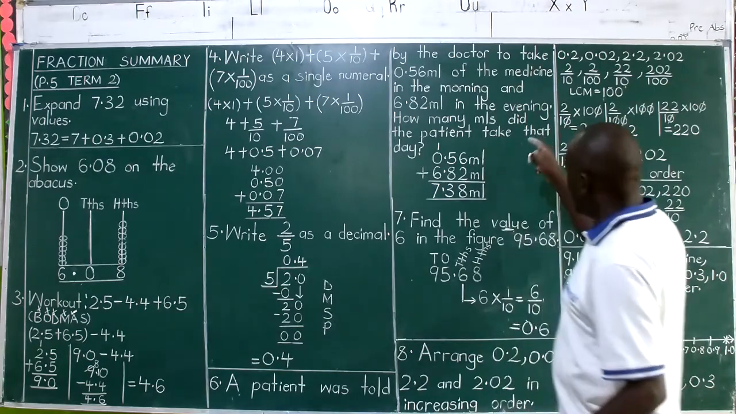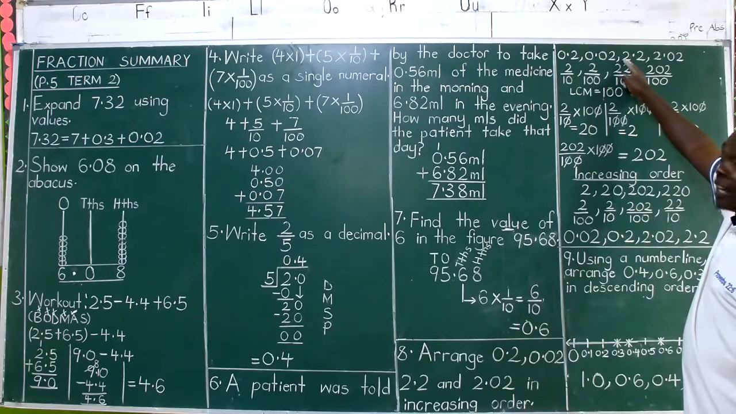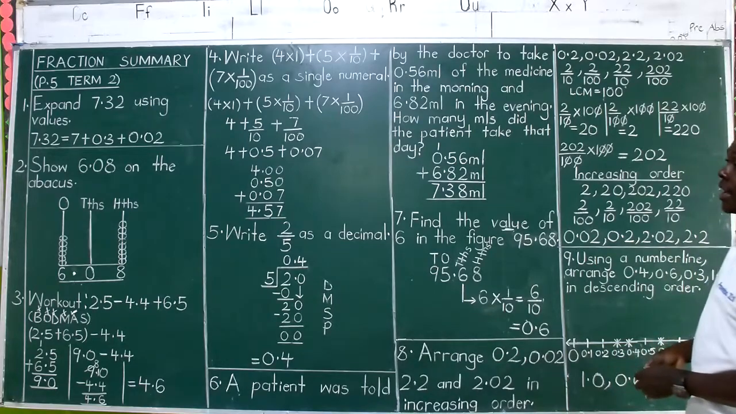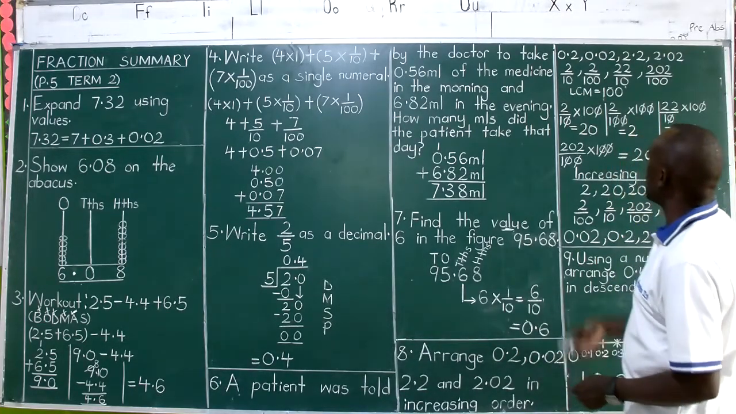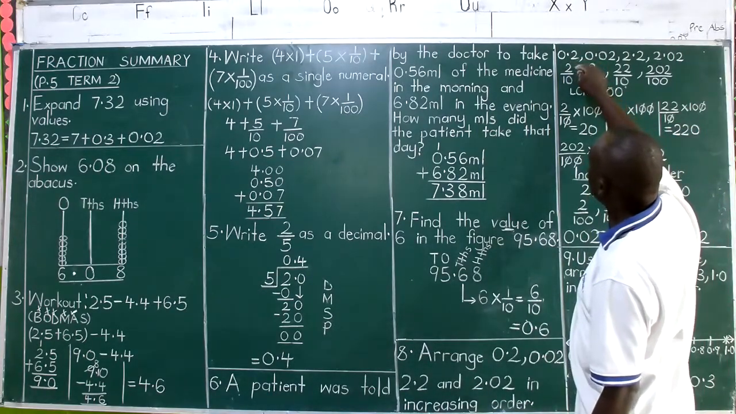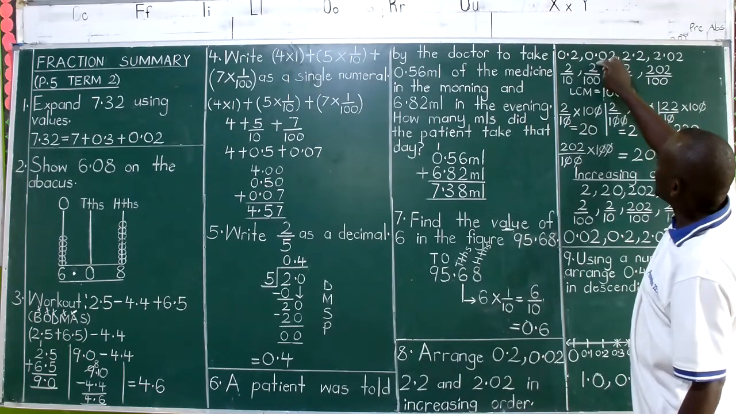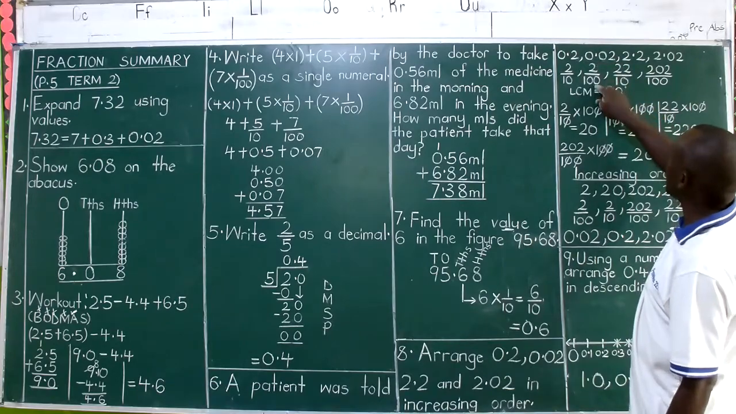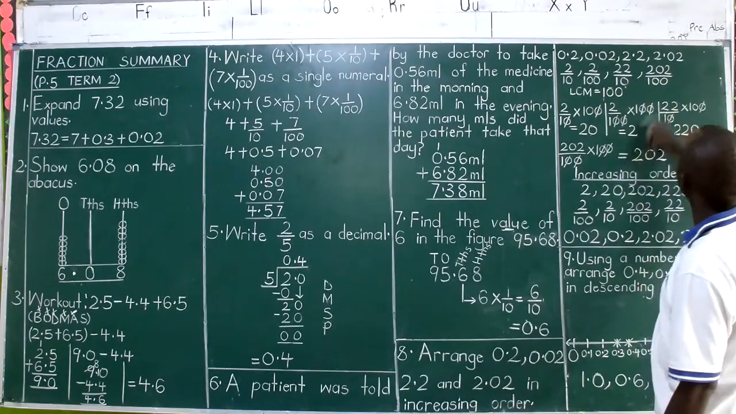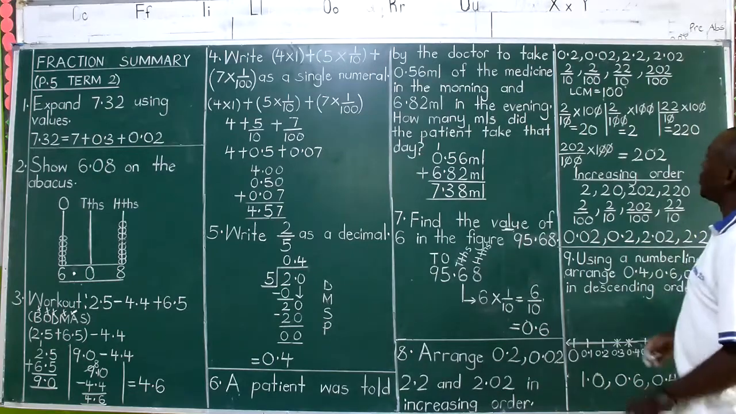Now, we write them as they are: 0.2, 0.02, 2.2, 2.02, and then write them out of their corresponding denominators. So 0.2 has one decimal place, so it's out of 10. 2 out of 10, comma, 0.02 has 2 decimal places, so it is out of 100. That's 2 out of 100. Then 2.2 has only 1 decimal place, so you write 22 out of 10. 2.02 has 2 decimal places, so we bring 202 out of 100.